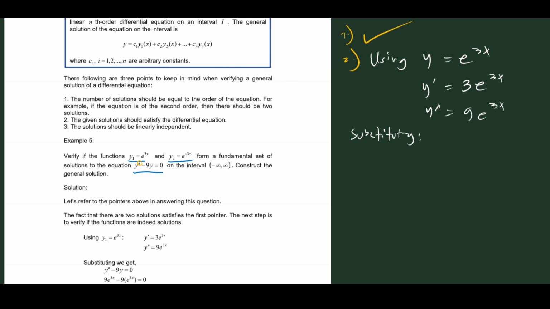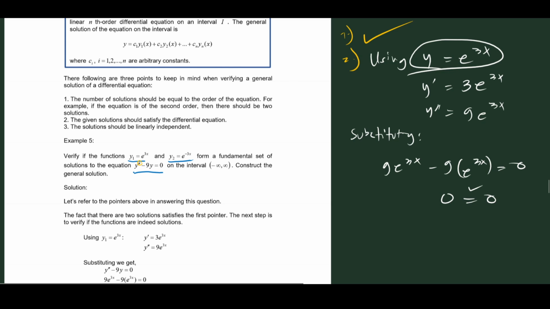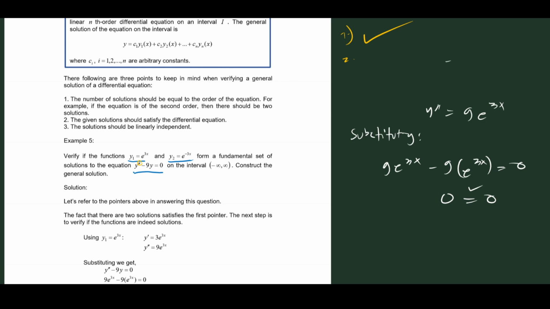Substituting into the differential equation, we have y double prime, which is 9 e raised to 3x, minus 9 multiplied by y, which is e raised to 3x, equal to 0. So this is clearly equal to 0. Therefore, we can say that this first solution does indeed satisfy the differential equation.